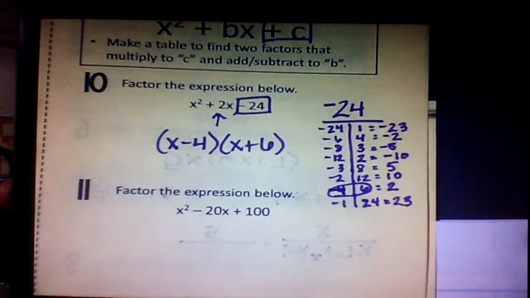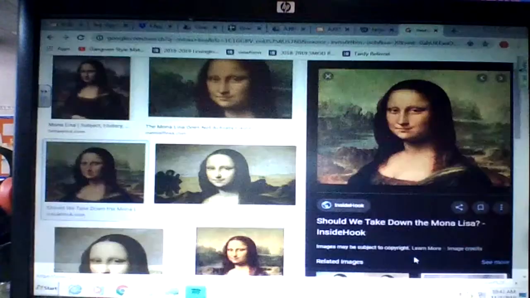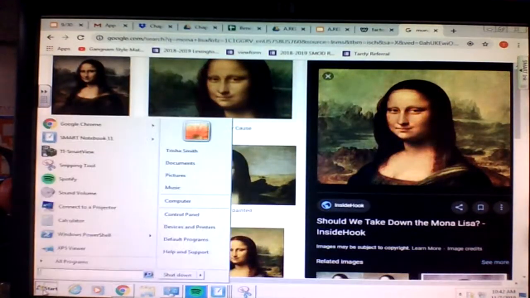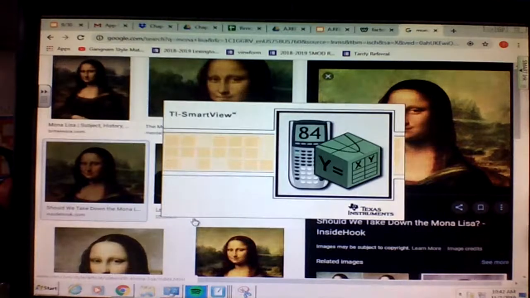Yeah, we can do that. Sometimes it's a struggle, especially if it's larger numbers. If you struggle finding what the factors are, you can go on your calculator. Everybody should have theirs. Everybody has their calculator, correct? Well, if you don't, I suggest you get up and get it quickly.